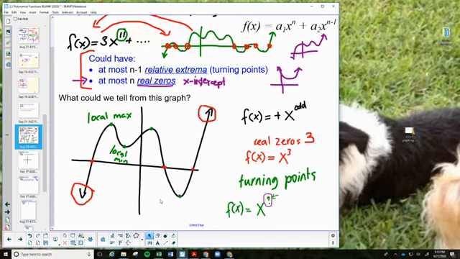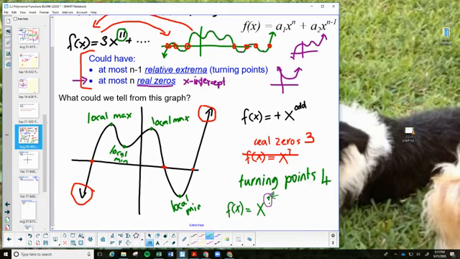The turning points, let's count them. Local maximum, local minimum. This is another local maximum. This is a local minimum. These aren't turning points. These are zeros. It's got 1, 2, 3, 4 turning points. So it can't be that. I can tell that straight away. It's got 4 turning points.